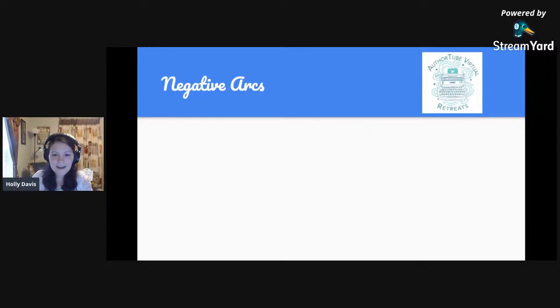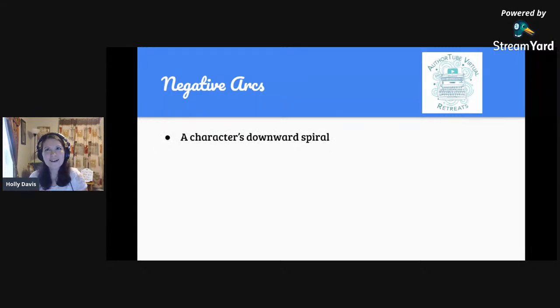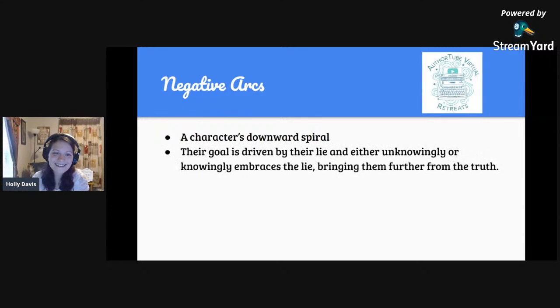Okay, and then on to the negative arcs. This is a character's downward spiral, which is also very amusing and entertaining to read about. So the character's goal is driven by their lie, and they either unknowingly or knowingly embrace the lie, bringing them further from the truth. So negative arcs are usually villains, and that's why.